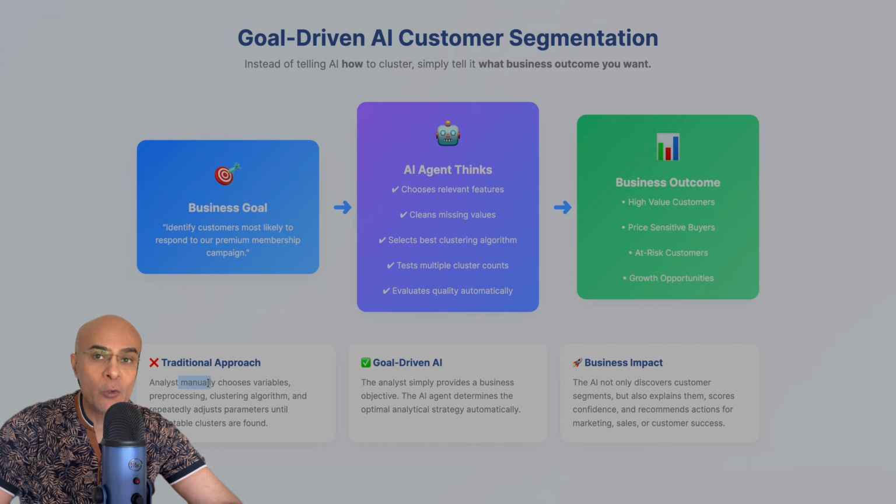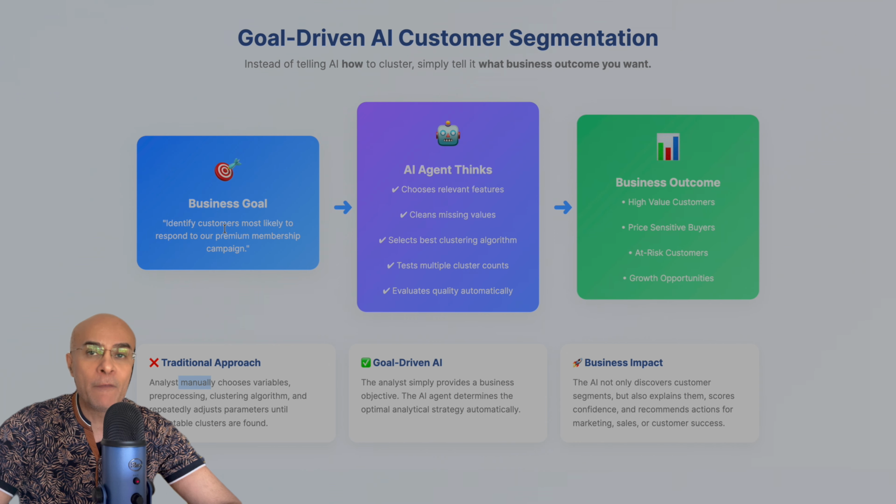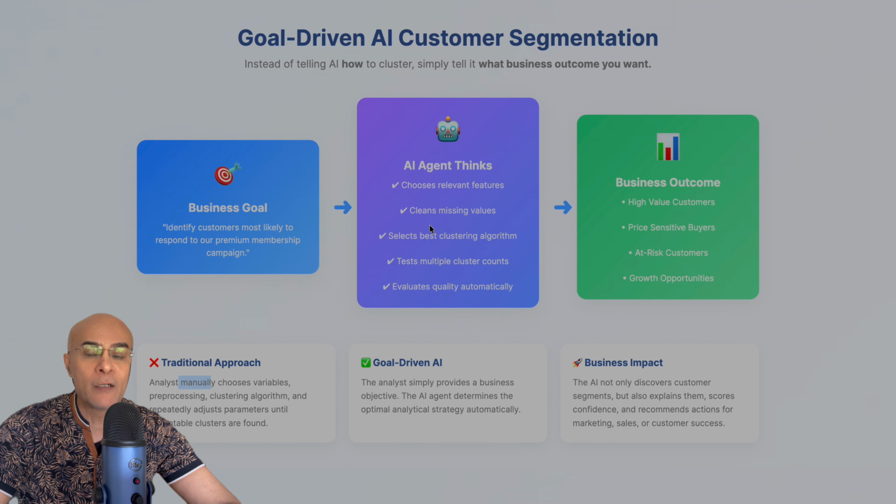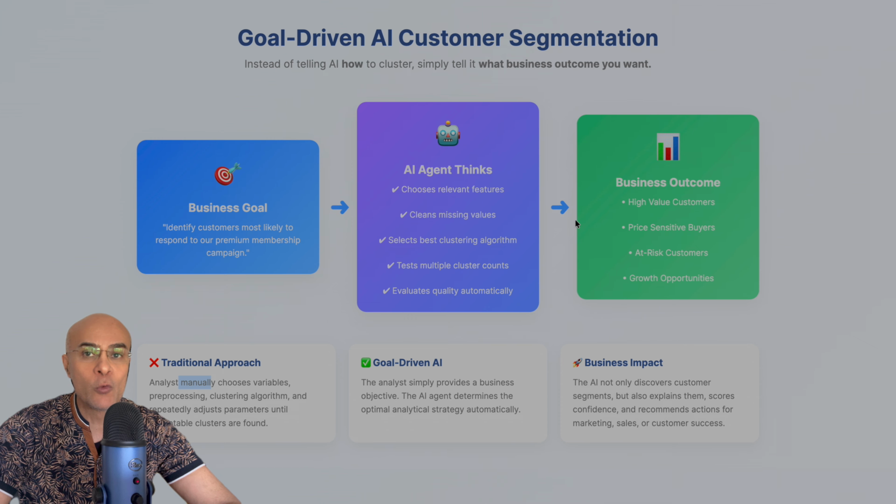So what I'm going to show you today is we are going to define a goal and then the agent is automatically going to select the different features or columns which are required to fulfill the goal, and then the customer segmentation is going to happen based on that. So let's now build such an agent from scratch.